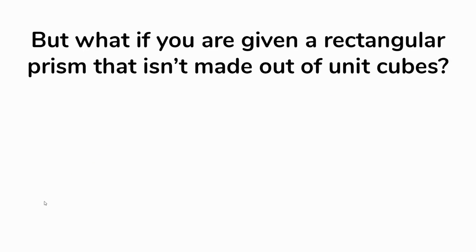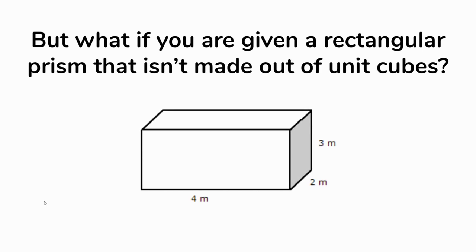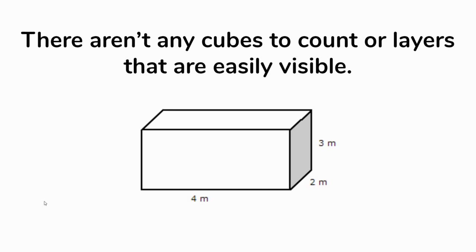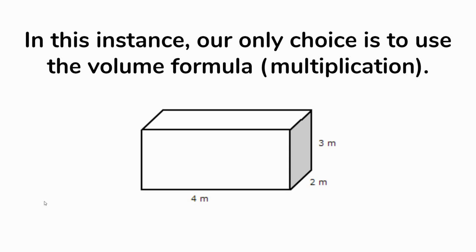But what if you're given a rectangular prism that isn't made out of unit cubes? For example, this prism. There aren't any cubes for you to count, and there aren't any layers that are easily visible. So in this instance, if you see a prism that looks like this, your only real choice is to use the volume formula or the multiplication strategy.